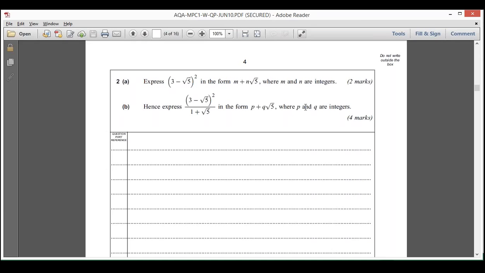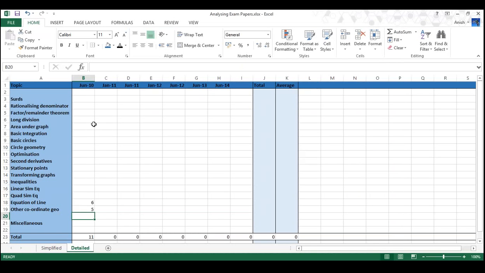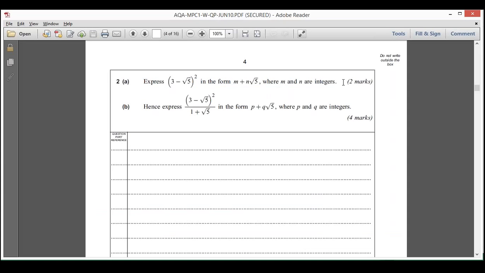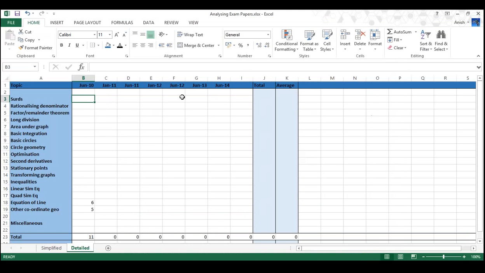Question 2. So we've got, I think I've separated surds. Yeah, so we've got surds and we've got rationalizing the denominator. So manipulating surds would be the 2 marks. And then here we are rationalizing the denominator, 4 marks. So that's 2 and 4.